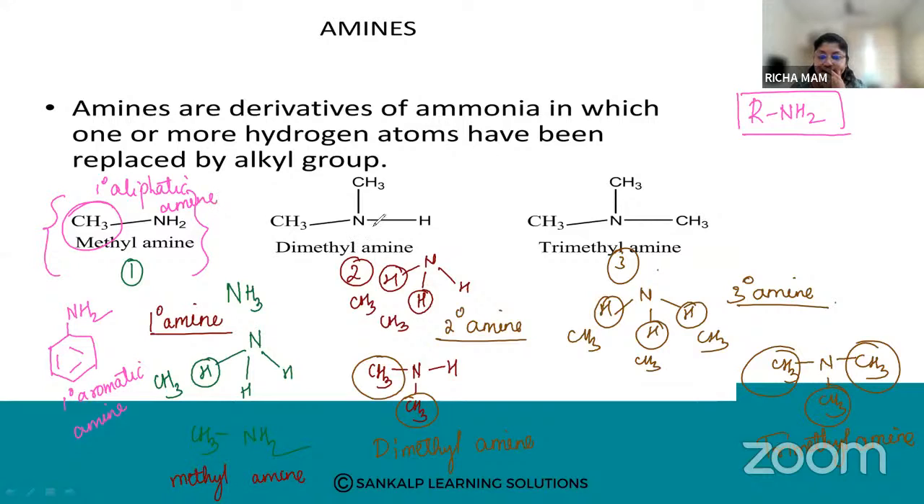Then what is a secondary amine? Primary amine is represented like this, and secondary amine is represented like this. So secondary amines are what? When two hydrogen atoms of ammonia are replaced by alkyl or aryl groups, they are called secondary amines. These are generally represented as R, N, H, and R. And these are called imino.